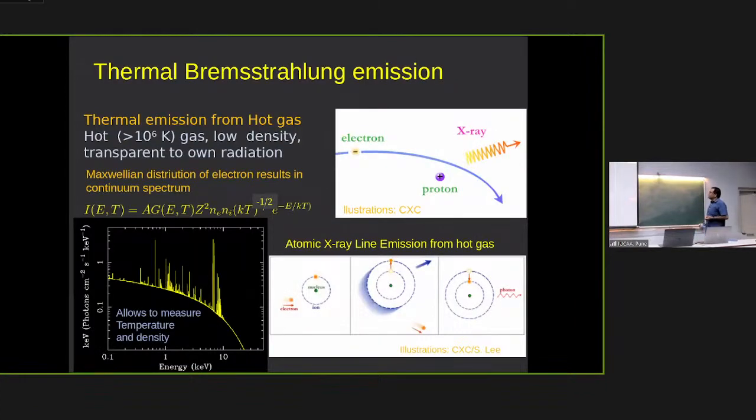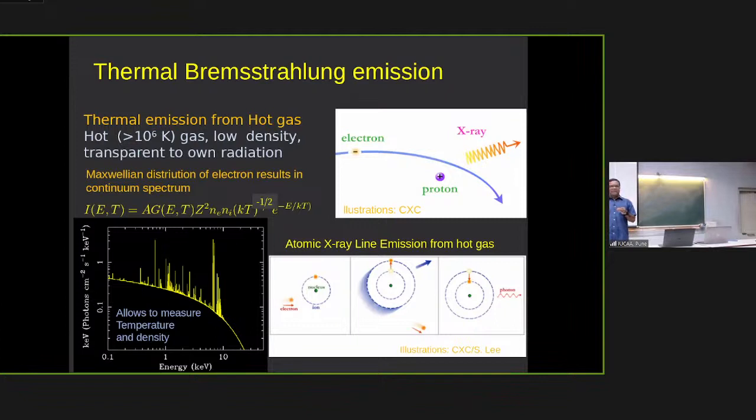Thermal Bremsstrahlung emission. Have you come across this term earlier? What is it? Can anyone tell? This is essentially thermal emission from hot gas. When there is a hot gas, you have free electrons and ions. When these free electrons move through this hot medium, they interact with the ions, and because of the Coulomb forces, they get decelerated.